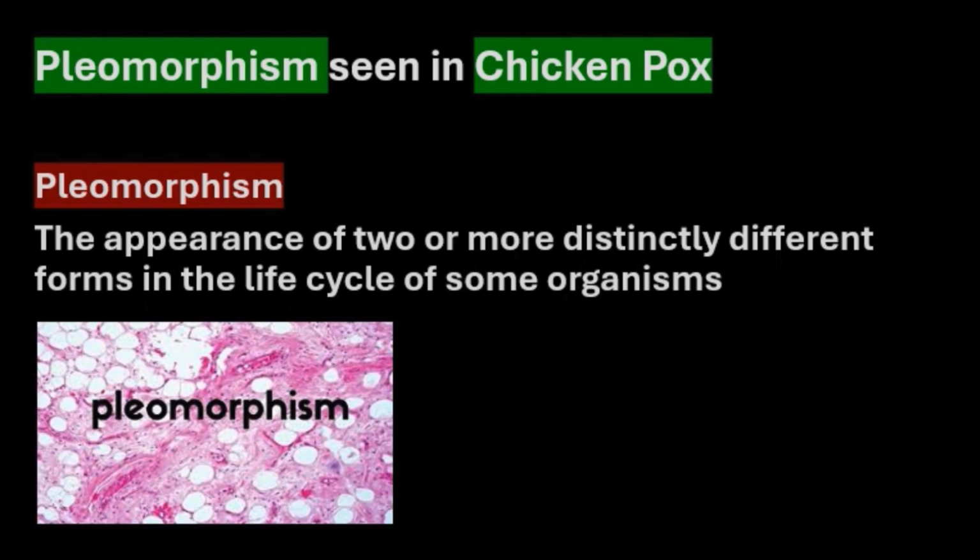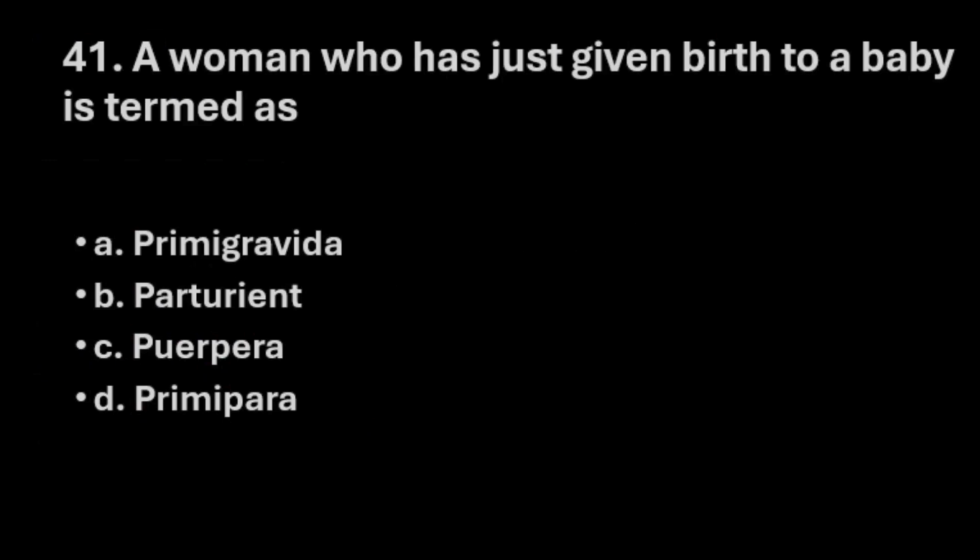Let us go to the next question. A woman who has just given birth to a baby is termed as option A, primigravida. Option B, parturient. Option C, puerpera. Option D, primipara. Let us see the right answer. The right answer here is option C, puerpera.